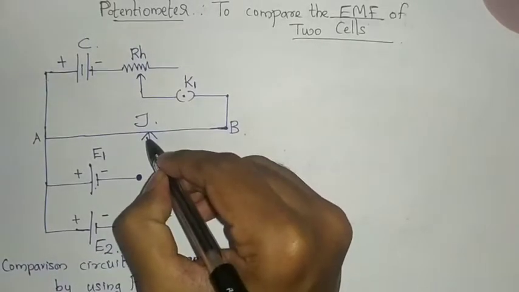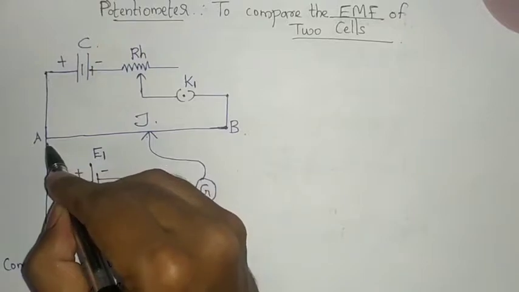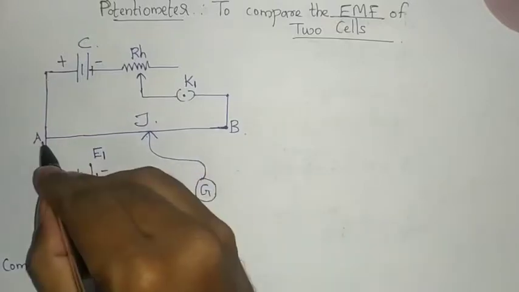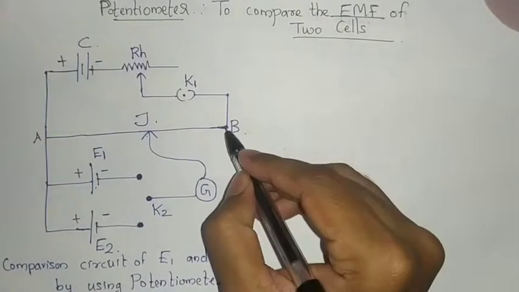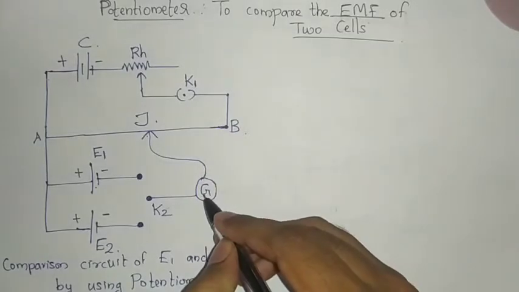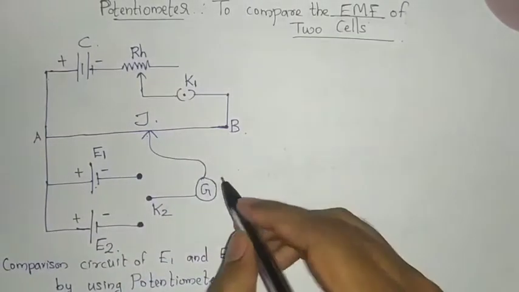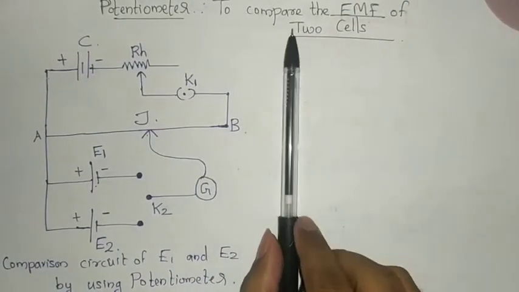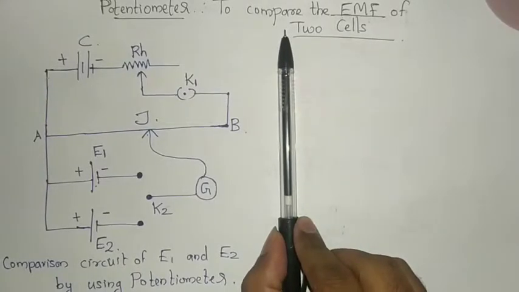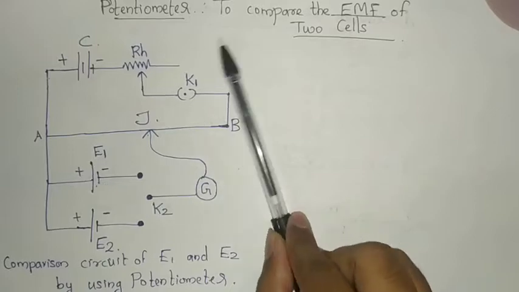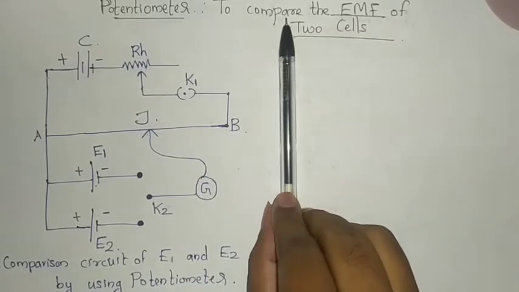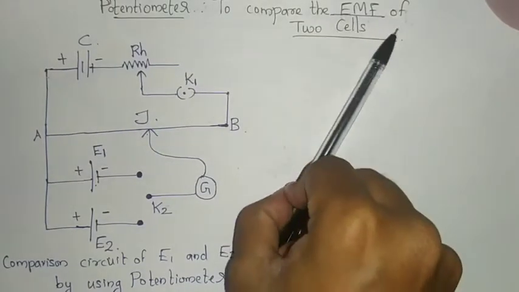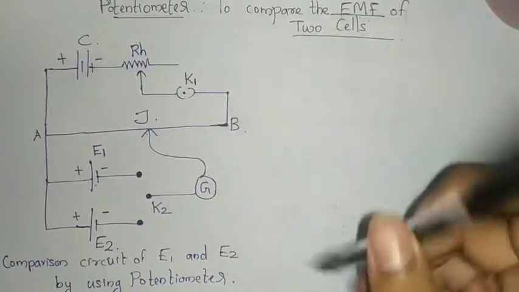Now this jockey is slid to the end A and the direction of deflection of the galvanometer is noted down. When the jockey is rubbed over this potentiometer wire, the galvanometer will show a deflection. That means current is flowing through the circuit. The galvanometer pointer can show a deflection to both the left side and the right side. Zero deflection means the center point. So it should be noted.